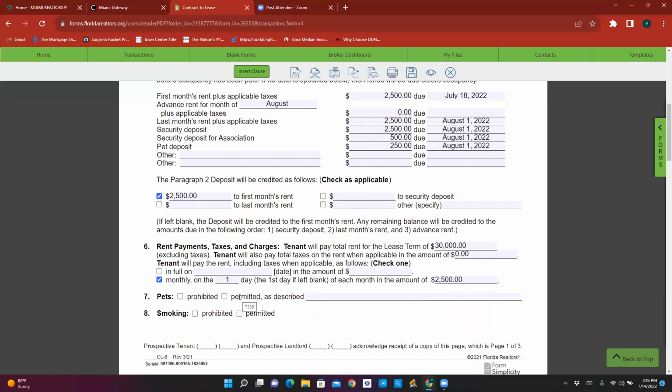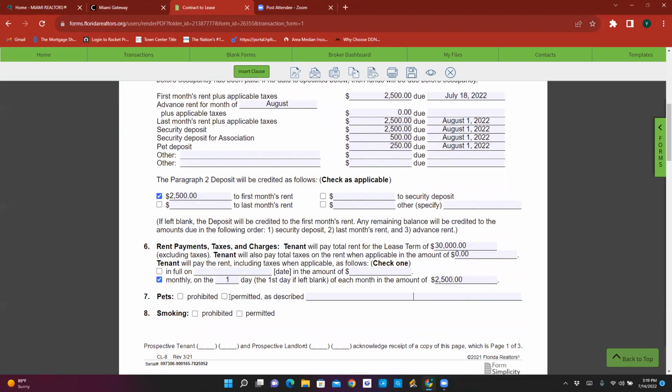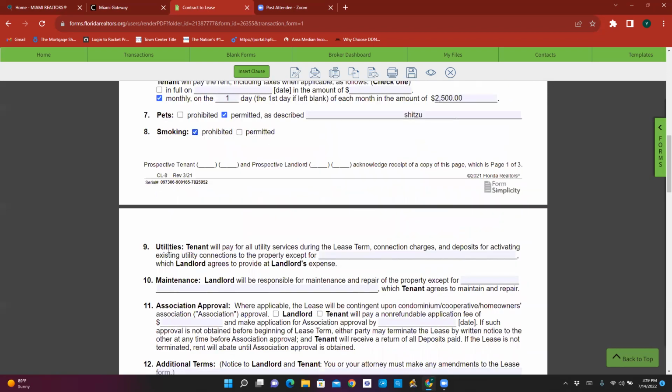Since I did put a pet deposit in section 5, I will put pets are permitted, and I'll just say that they have a Shih Tzu. Smoking, most of the time, prohibited.